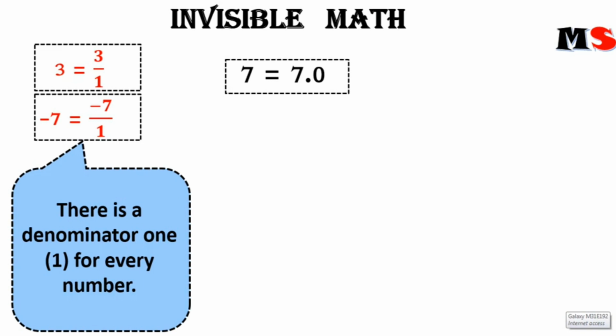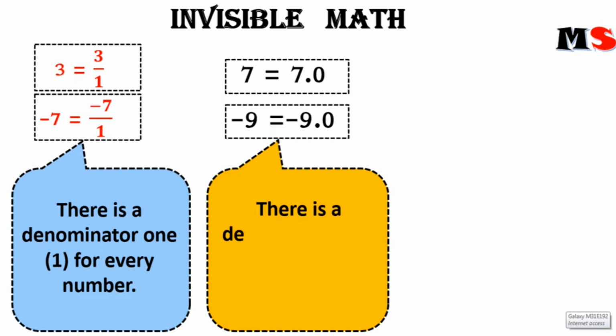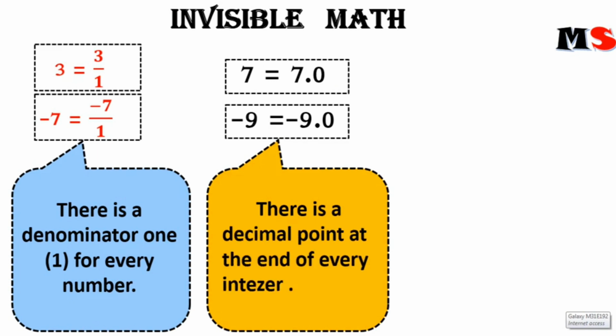Next, we have the integer 7. We can also write it as 7.0. For example, minus 9 can be written as minus 9.0. Now, think about the invisible term. Yes, the invisible term is 0, the decimal 0. So there is a decimal point at the end of every integer.